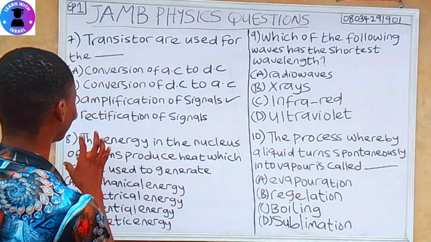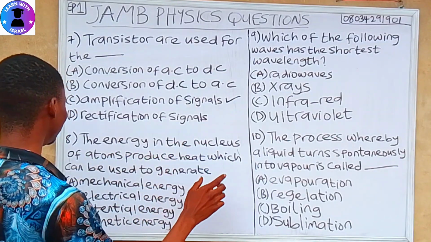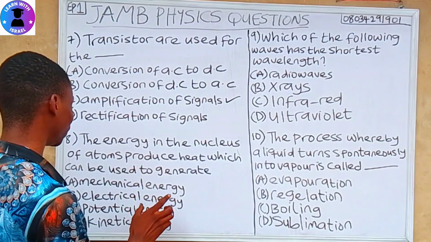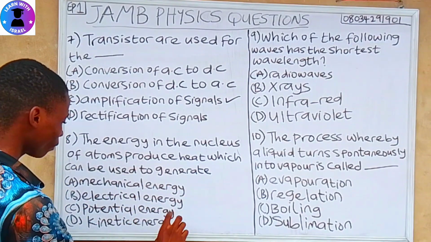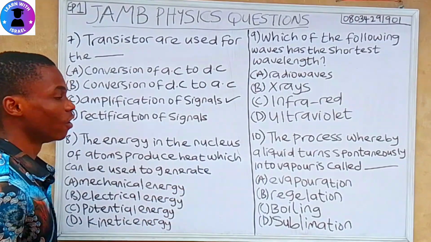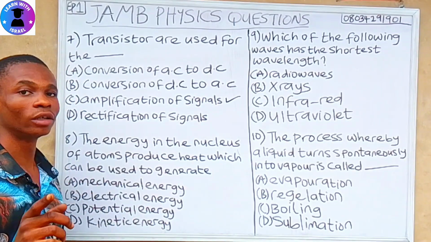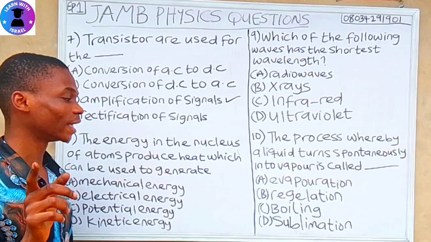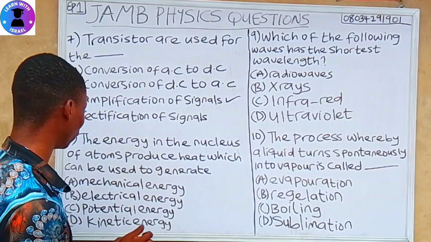Let's continue. Question 8. The energy in the nucleus of atoms produces heat which can be used to generate A, mechanical energy, B, electrical energy, C, potential energy, D, kinetic energy. Potential energy and kinetic energy are still under mechanical energy. For those that have not watched the video which I did on work, energy and power for physics, go and watch it right now so you can understand the concept in this question.